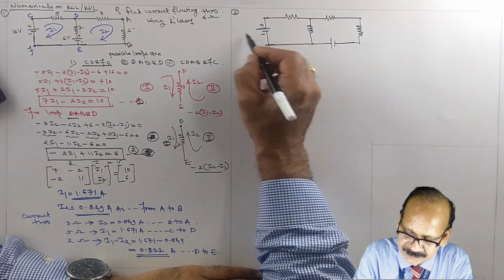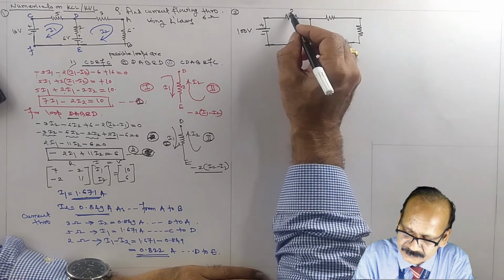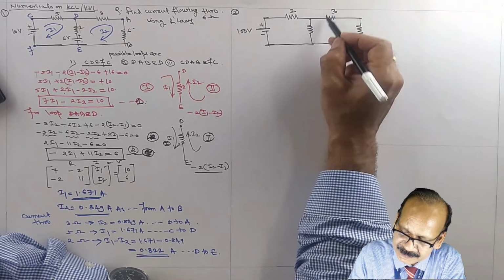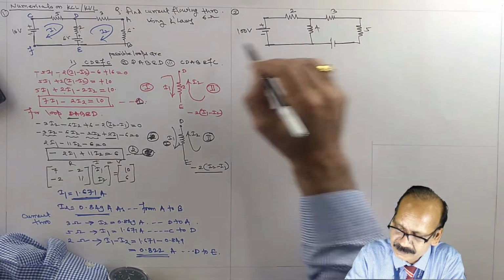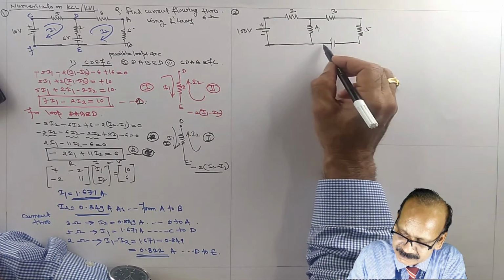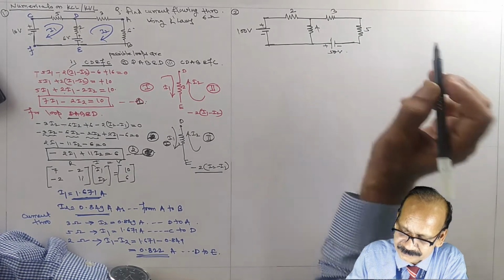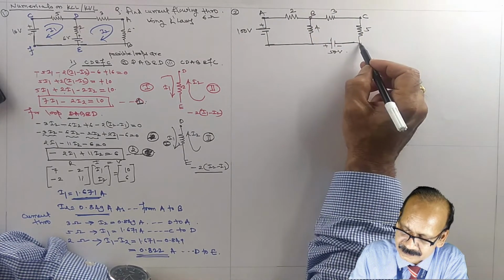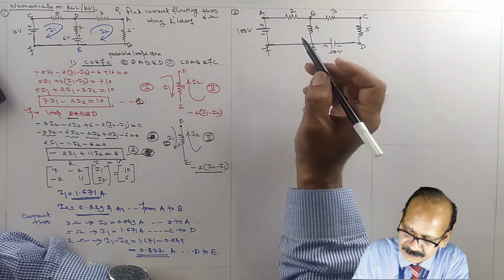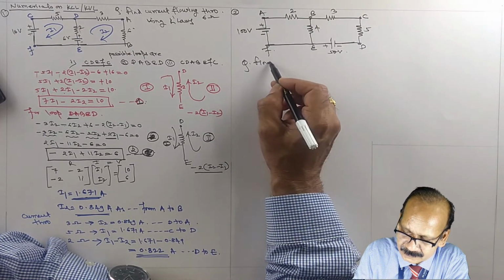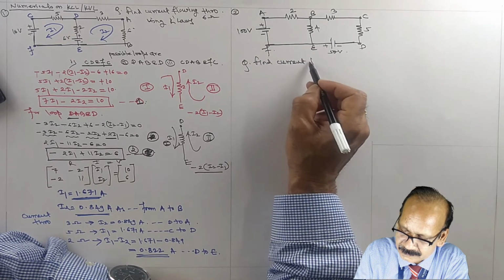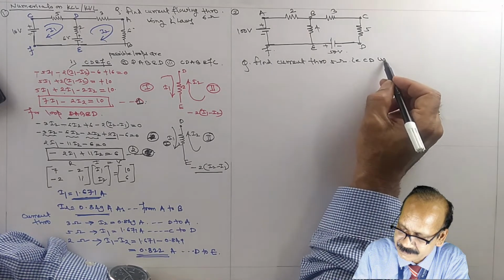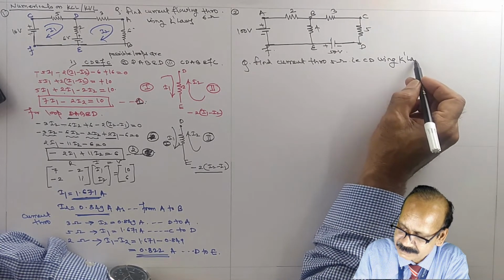Say this is plus minus 100 volt. Say this is 2 ohm. This is, we can consider 2, 3, 4, 5 ohm, and say this is plus minus 50 volt. Consider this as A, B, C, D, E and F. Question is, find the current through the 5 ohm, that is CD, using Kirchhoff's laws.